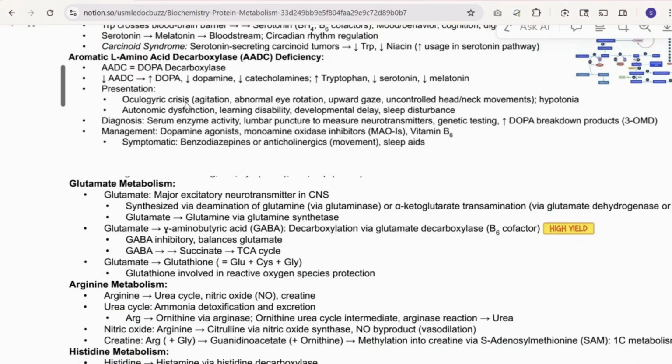Okay, so oculogyric crisis, hypotonia, they're not able to move, right? And again, low dopamine mimics what? Parkinson type of disease, right? Autonomic dysfunction, again, Parkinson-like disease, right? Diagnosis, serum enzyme activity, dopa products are going to be there. Lumbar puncture will give you all these different neurotransmitters being low, right? So if they ever put this in the options, you should be prepared with how the physiology works, right?